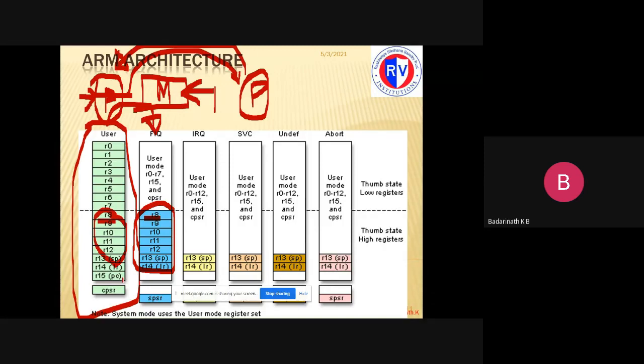As there is only one program counter. See, what is the program counter's meaning? Sequencing the program one after the other. The job of this program counter is the same whether you are in the user mode or any mode. That is why R15 is the same in all the modes. That means the same R15 register which is used in the user mode as a program counter will be used as a program counter in all the modes because it's common.